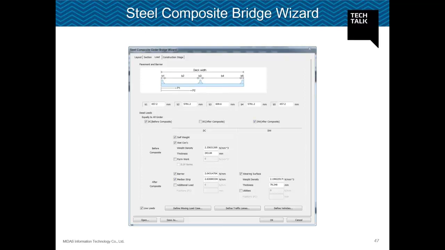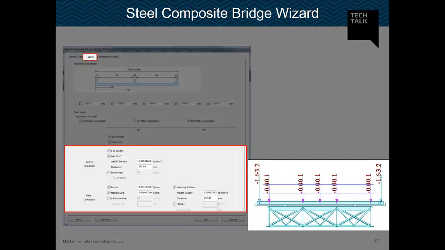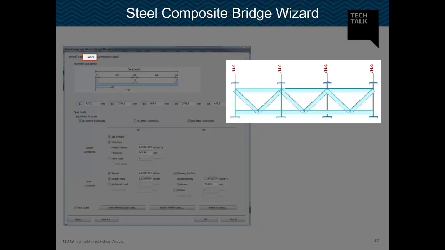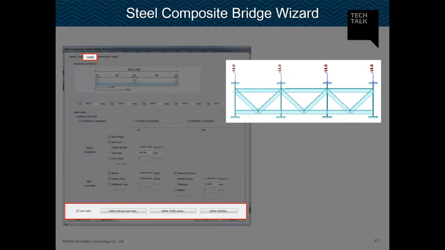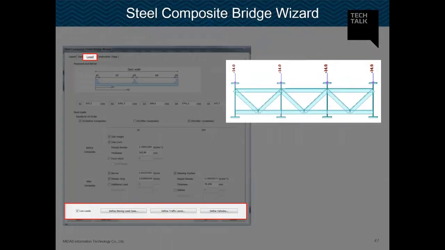Now let's move ahead to the load tab. The load tab is where we define the locations of different loads throughout the construction sequence. So we can provide the loads for before composite, wherein we can get the wet concrete loads, and we can specify the information about the after composite as well, wherein the wearing course and other utility information is there.